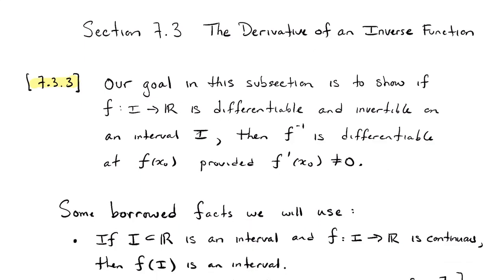Our goal, I've got it written here, is to show that if you take some function on an interval, I will continue to be an interval, and it's differentiable on that interval, and it also has an inverse. So there's some function you can compose with it to get the identity. Then the inverse function is also differentiable, well, provided that the derivative is not zero. We'll give an example to show that if the derivative of this invertible function is zero at some point, then its inverse will actually fail to be differentiable at the image of that point.